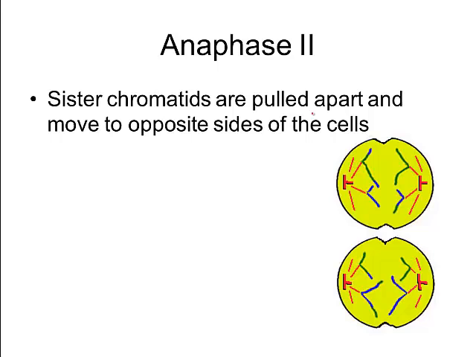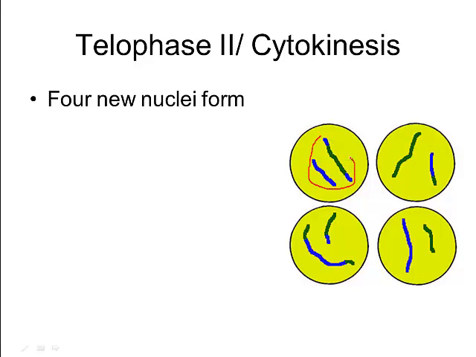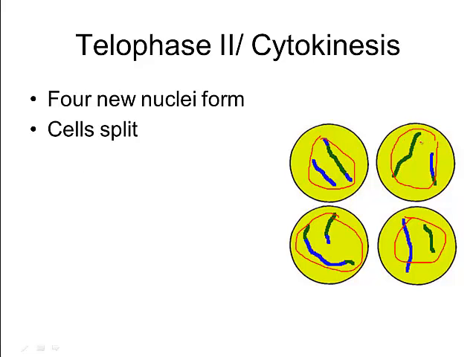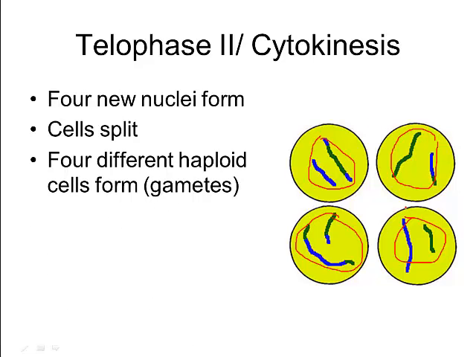Once that happens and they get pulled to the opposite side of the cell, and again, this is happening in 2 cells at the same time, then we move into telophase 2 and another round of cytokinesis. And we're going to get 4 new nuclei formed. So each of these cells that have a chromosome in them are now going to get a new nucleus going around each set of chromosomes, because chromosomes like to be inside a nucleus. The cells are going to divide and split into 4 cells. And what we end up with are 4 different haploid cells.